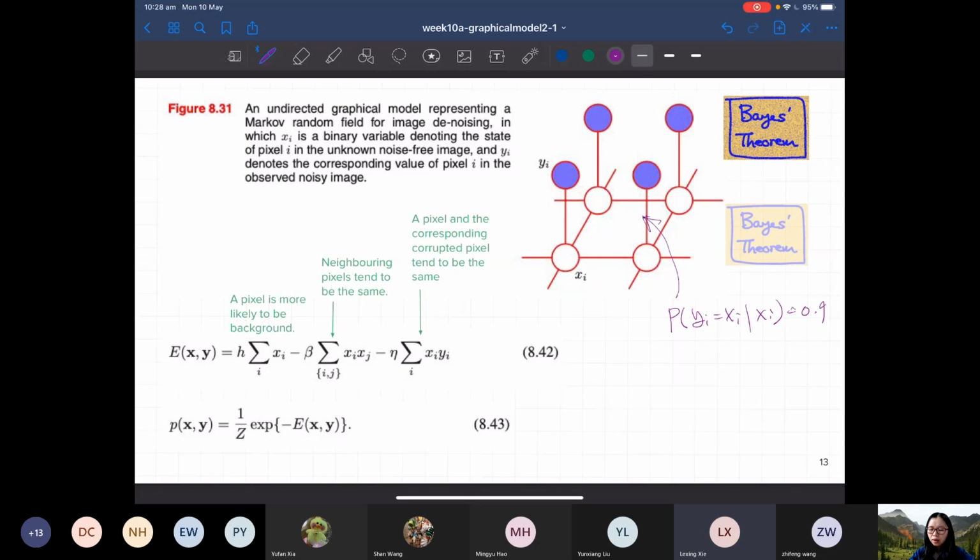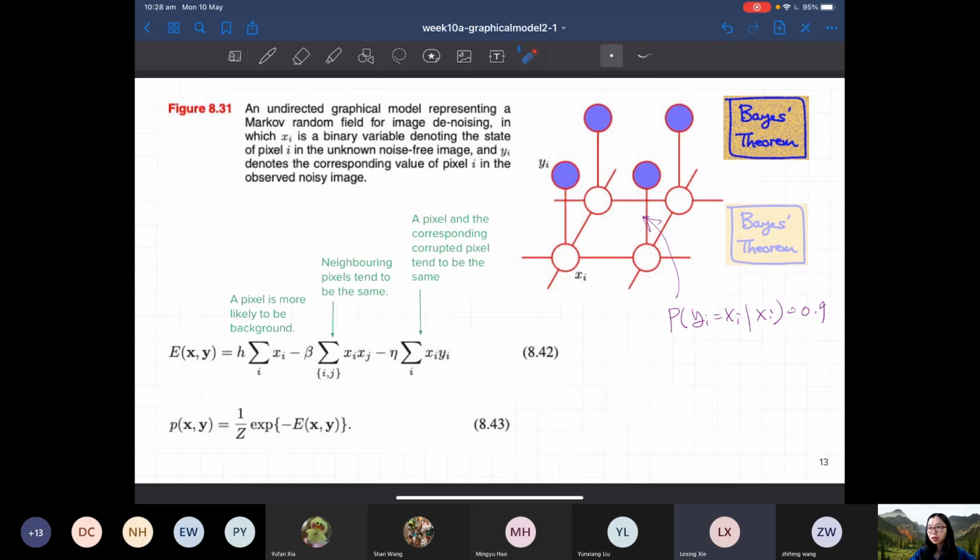And then we also see that the xi's are connected to its, let's say, four neighboring pixels. Intuitively, images tend to be smooth. They don't randomly vary from pixel to pixel. So it's reasonable to expect that the information from neighboring pixels plays a role in denoising the image, right? And here's the model, or specification of the energy function.